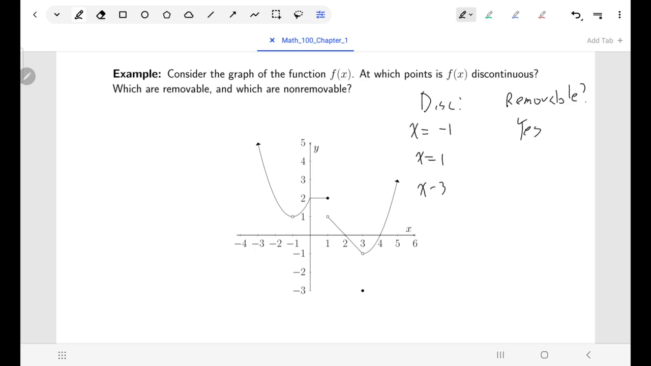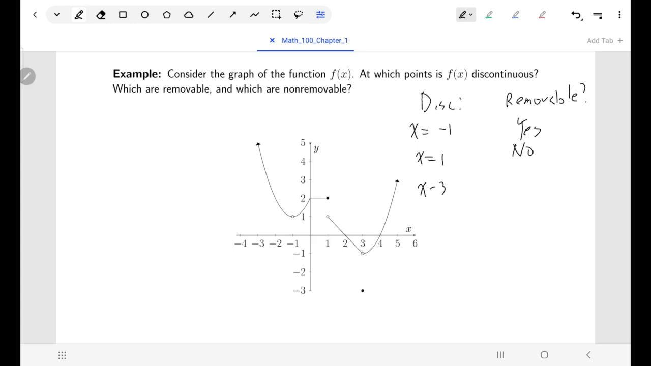So I would say yes to removable at negative 1. At 1, on the other hand, the limit doesn't exist. On the left side, we're getting close to 2, and on the right side, we're getting close to 1. So no matter what I do to my y value at 1, that's not going to change the fact that the limit does not exist. So I won't be able to fix that. That's not removable. At 3, we have a little bit of a jump there.